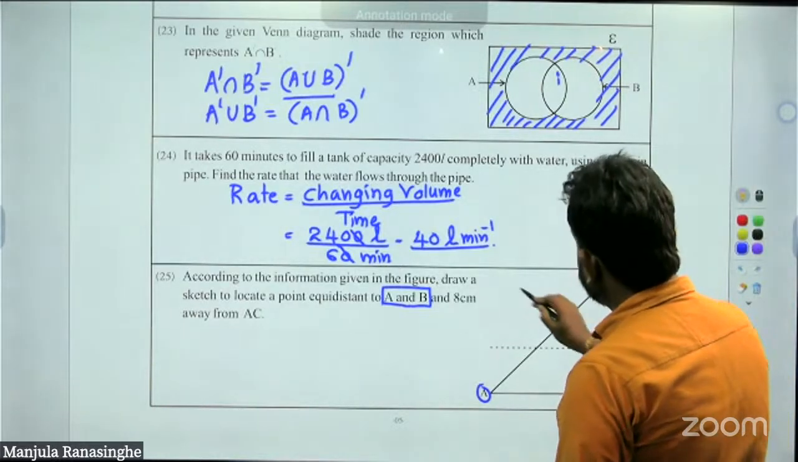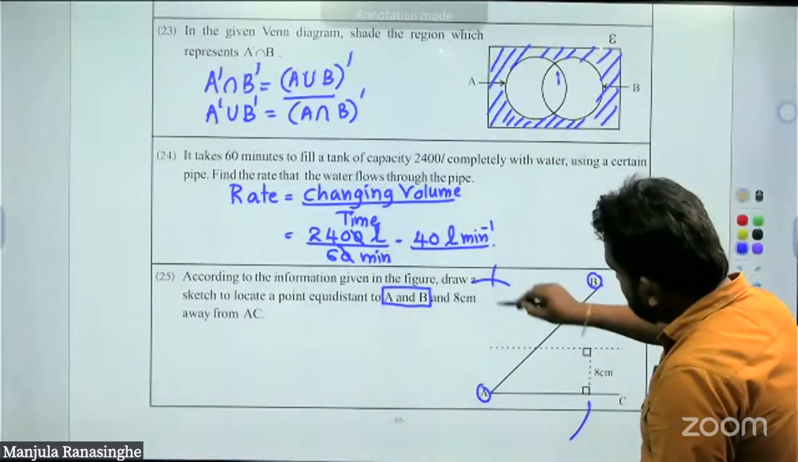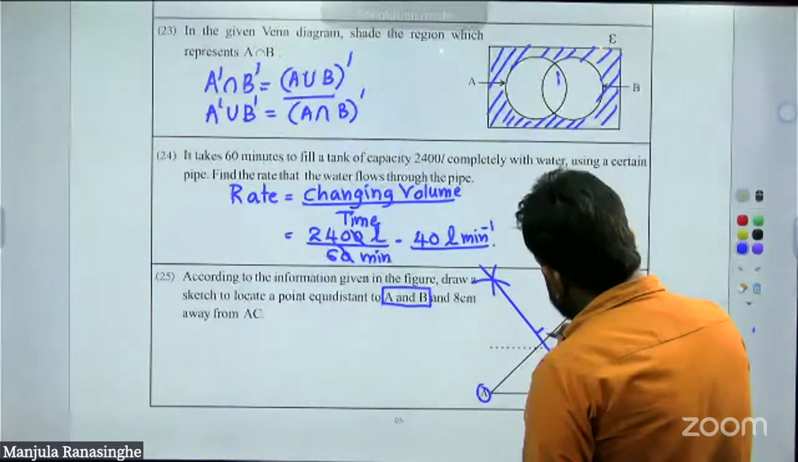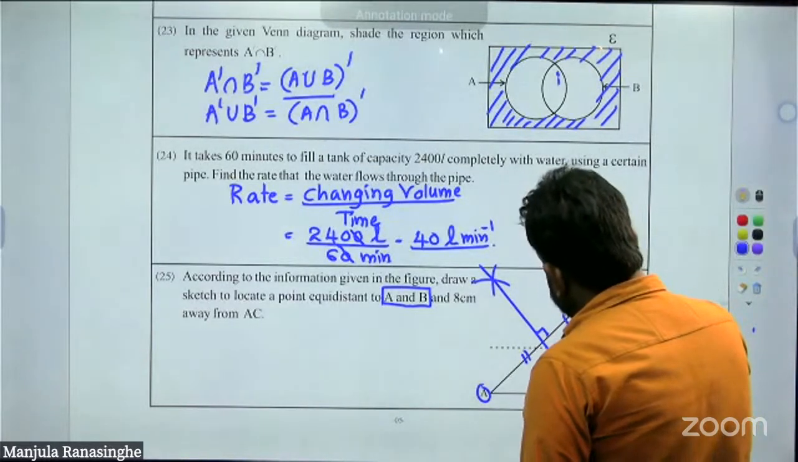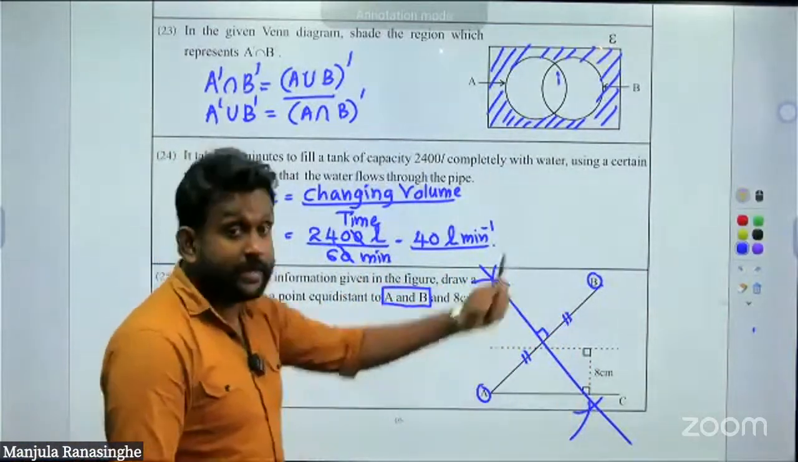How to draw the perpendicular bisector? Take more than half of the length, make an arc there, and go there and cut the arc. And then you can connect these two lines. So this is perpendicular and this is bisector. Okay, that is a perpendicular bisector, equidistant to A and B.